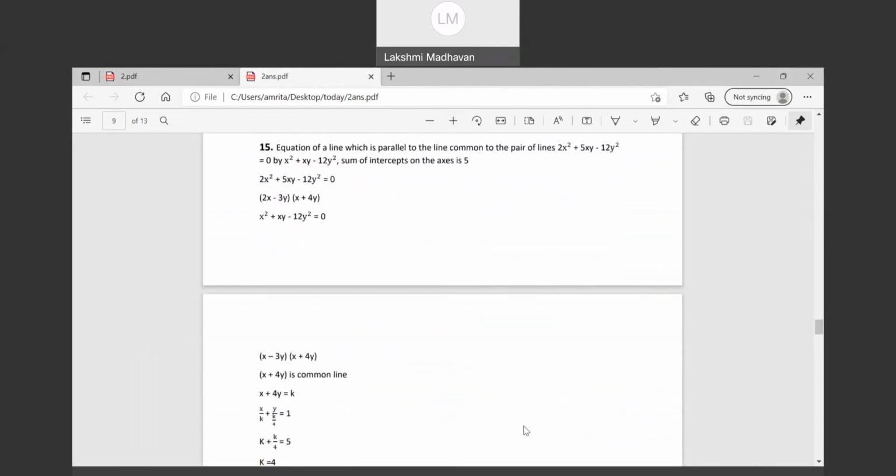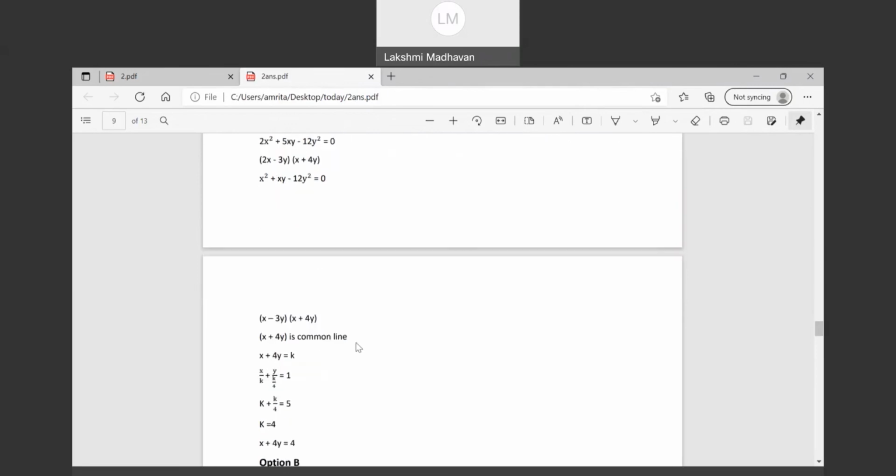So how are we going to answer this question? The sum of the intercepts is given and we have the equations of these lines here. So what I'm going to do is solve these two equations in such a way that I'll find the common line for both of them. The first is 2x square plus 5xy minus 12y square equal to 0. After solving it, I'll have it as 2x minus 3y and x plus 4y. And the second is x square plus xy minus 12y square equal to 0. I'll be able to write this as x minus 3y and x plus 4y. So which is the common line among both? It's x plus 4y.